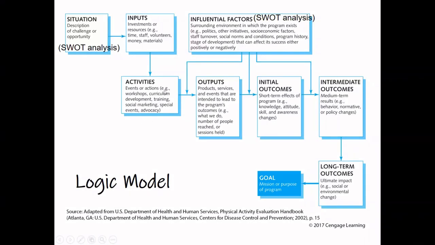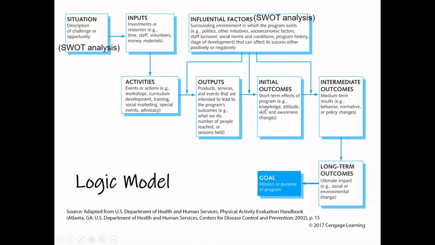So what are the activities? These are really related to your process objectives. So what is going to be happening within your program? These activities lead to outputs. Outputs meaning, what are some tangible things that you're going to have as a result of implementing your program?